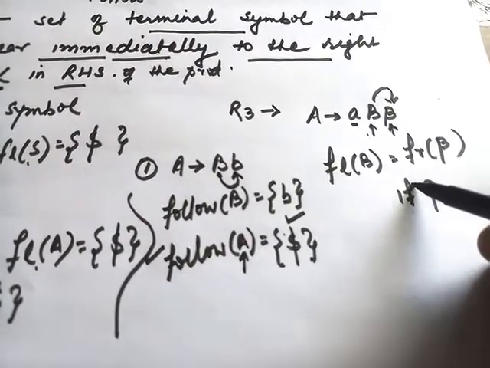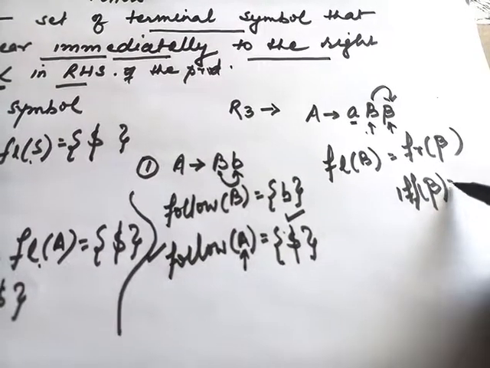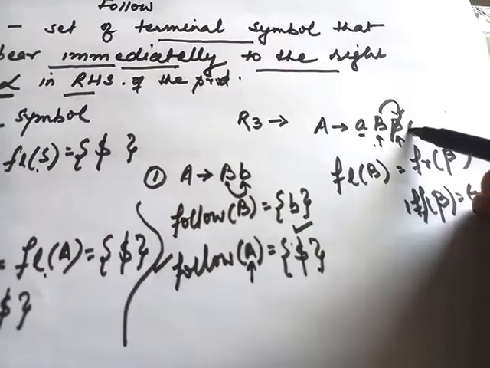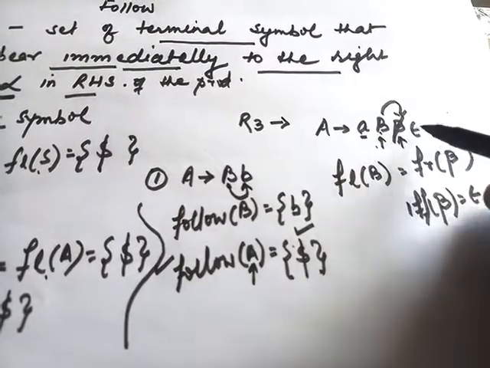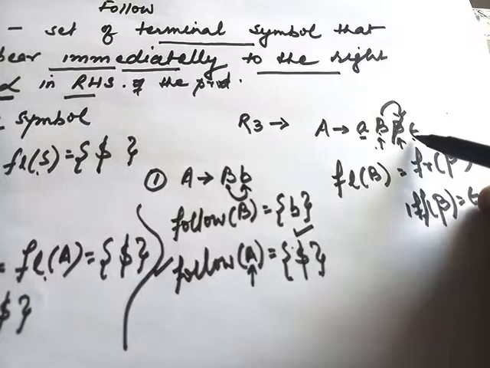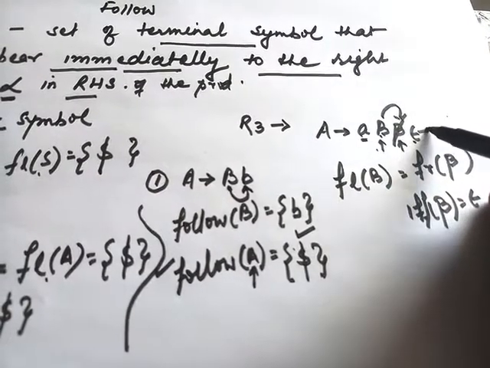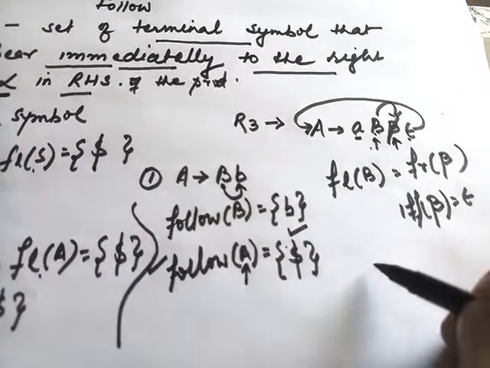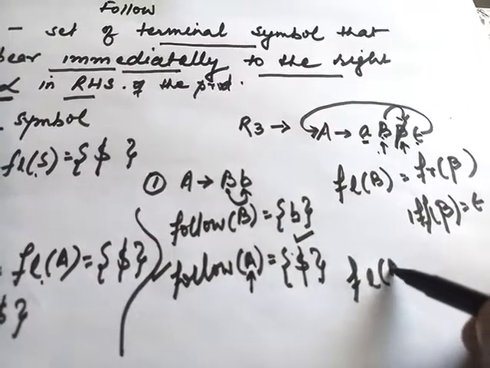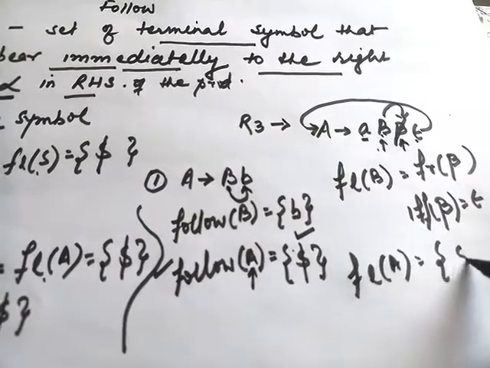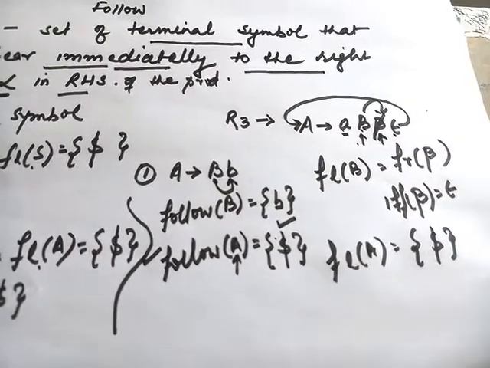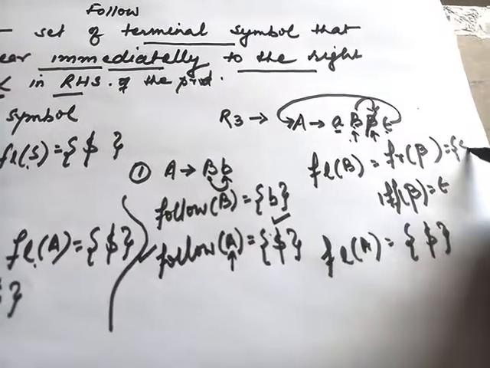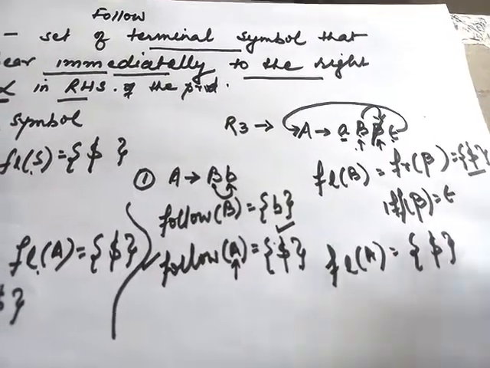If first of beta is epsilon, then we will substitute it, and then you can see A B epsilon, and epsilon means nothing, so follow of B is again follow of A. And then what is follow of A? The follow of A is dollar because A is a starting symbol. So what is the follow of B? It is nothing but dollar. So this is the simple rule.